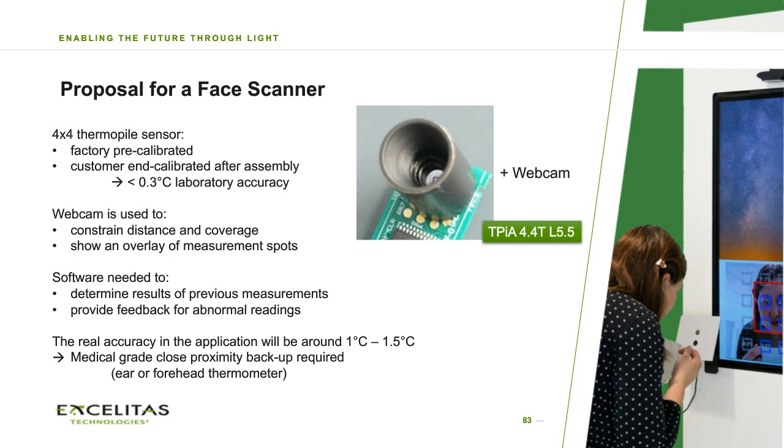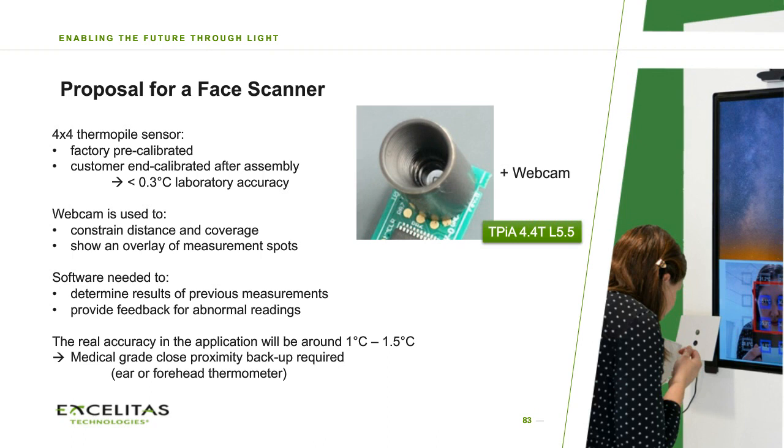Then you can combine it with a webcam, like this one, and the webcam is actually used to constrain the distance and to control the coverage of the sensor. So you need to guide the face into the position. We do it simply by showing an overlay over the measurement spots, and then provide some software to determine the results of previous measurements. Based on those measurements, you can provide feedback on abnormal readings.